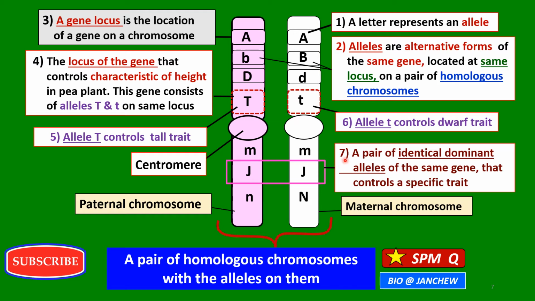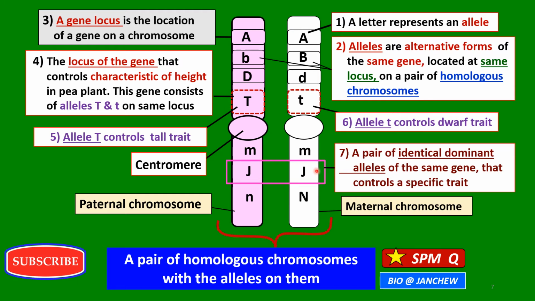Lastly, here we see a pair of identical dominant alleles, big J and big J, of the same gene that controls a specific trait. If we have a pair of identical alleles, we call this organism homozygous from the aspect of this trait, whatever the trait is. It has 2 identical alleles on the pair of homologous chromosomes at the same locus, right? Homo means the same, so it has 2 identical alleles. And because it's a dominant allele involved, we say that the organism is homozygous dominant for this particular trait.